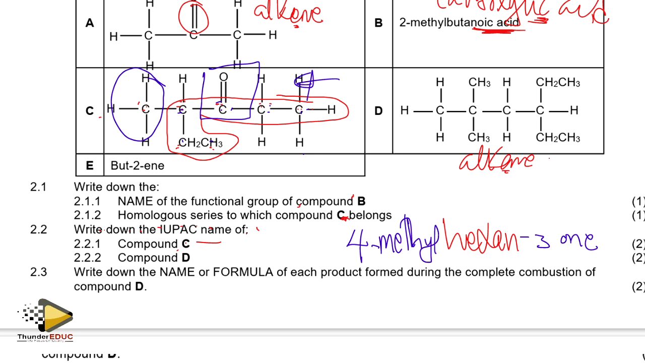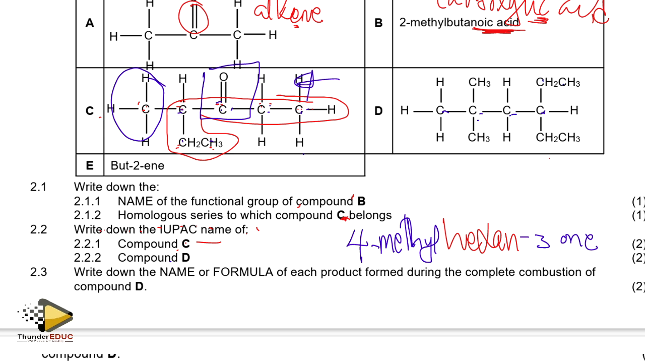The next one is: write down the IUPAC name of compound D. Now let's go to compound D. They just make these things look complex, but in actual sense, it is easy. If you are well conversant with this, it is easy. Okay, let's find the longest chain. You see, 1, 2, 3, 4, 5, 6.